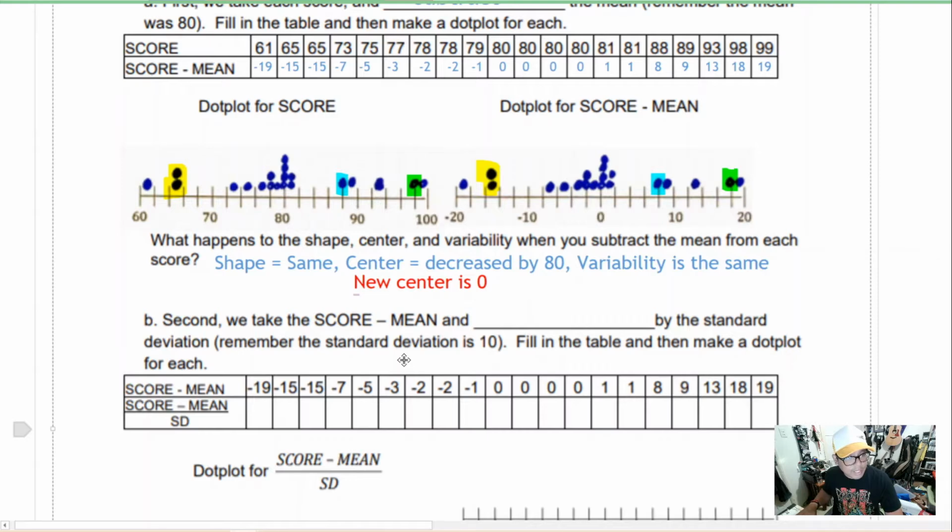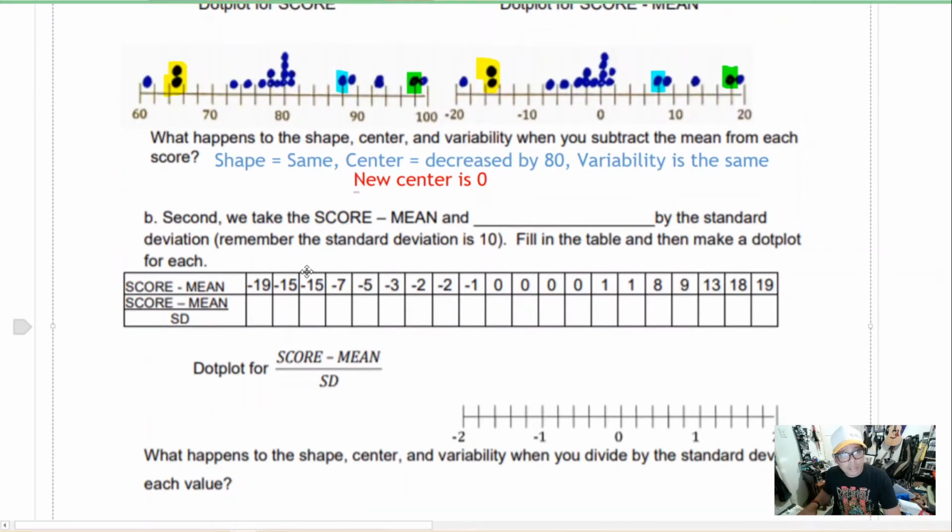Now let's take a look at the next part. We're going to take the score minus mean, and then we're going to divide by the standard deviation. Remember that the standard deviation was 10, so now we're just going to fill out all of these numbers. This score minus mean was negative 19. Negative 19 divided by 10 is negative 1.9. And negative 15 divided by 10 is going to be negative 1.5, and etc., etc., etc.